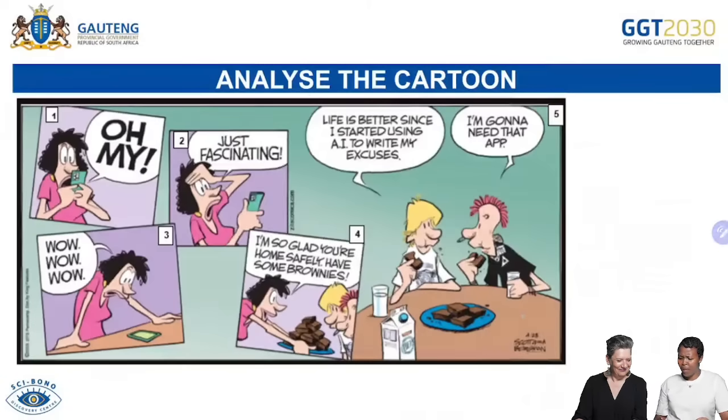Now, frame number 4. "I'm so glad you are home safely. Have some brownies." There is mommy, and mommy seems to be happy. Now, the question is, what has the son been sending mommy? And look at the friend now in the scene. He says, "Life is better since I started using AI to write my excuses." So do you think this is his excuse? The answer is no. He probably went to ChatGPT and said, how do I lie to my mom, or what excuse can I give? And there he is having a really good time with his friend, enjoying some biscuits.